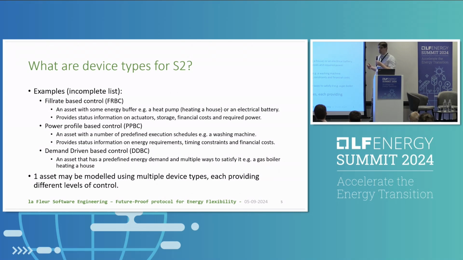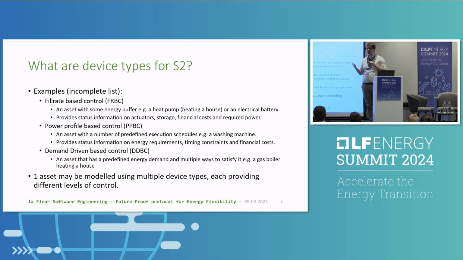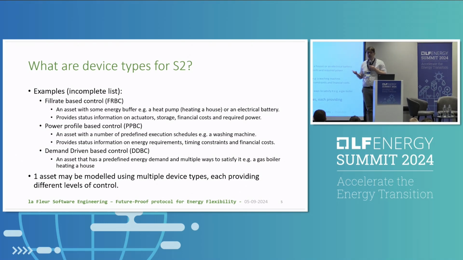The second one is called power profile-based control. And this one has to do with assets that have any type of predefined execution plan, like a washing machine or a dryer. Or even a dishwasher. So usually white goods. And these assets, they actually define a number of programs usually. And you can actually shift between the programs, you can shift between different steps. And this asset type allows you to both express all these programs, but also give you a little bit of control about how to shift between the programs to shift energy or delay certain parts of your program.